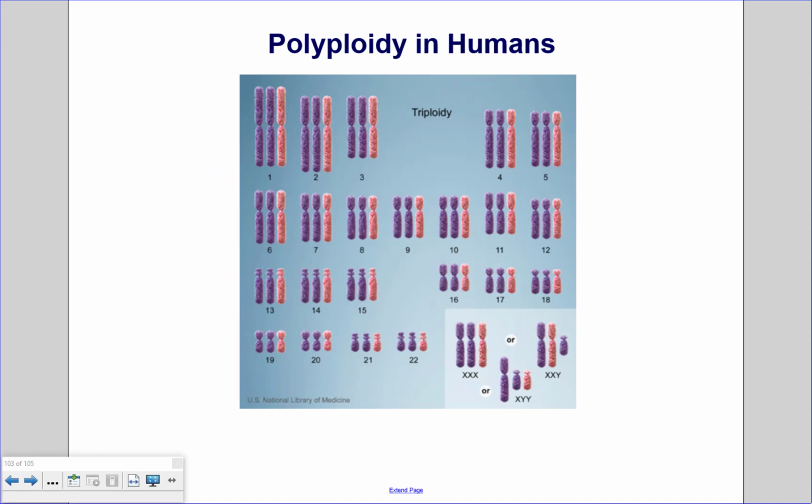Polyploidy in humans. Shown here is a karyotype of somebody with a triploidy. Triploidy because there are 3 sets of chromosomes. Chances are an embryo with a triploidy will not survive a couple rounds of mitosis. It would be a spontaneous abortion.